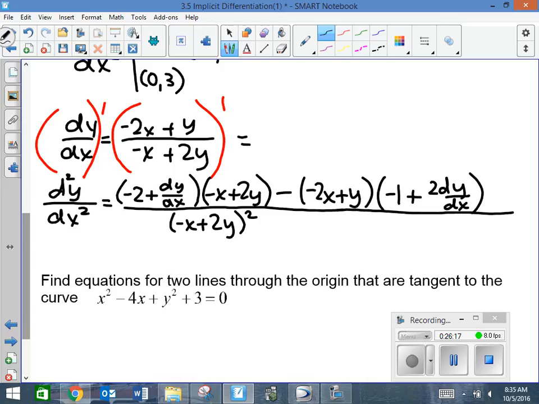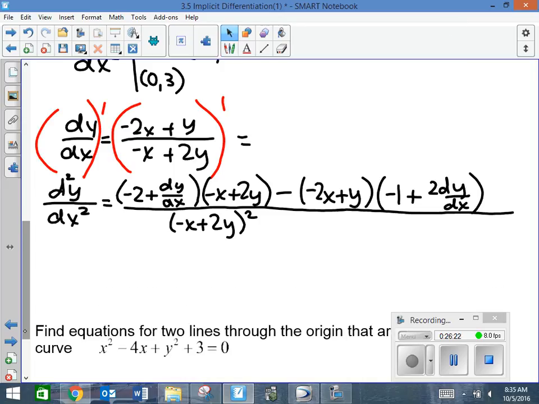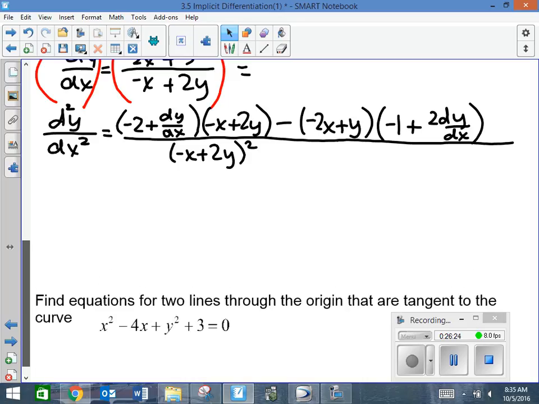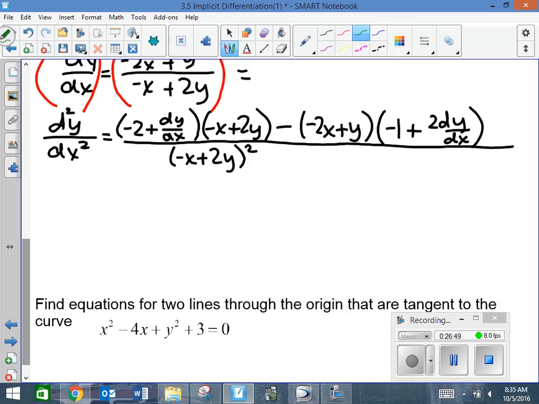Now look carefully. Is there a (-x + 2y) that we could simplify out of the bottom, this piece and this piece, because it's like a common factor? There's one here, but I don't think this is going to be one. So we can't do that.